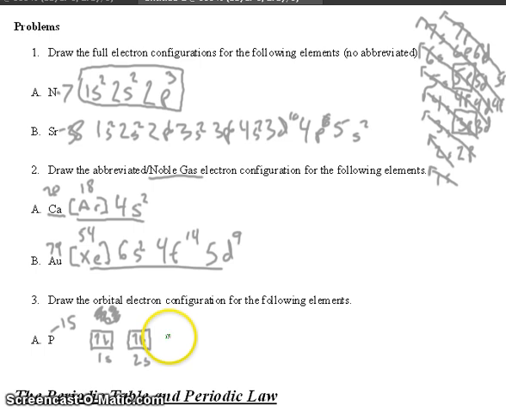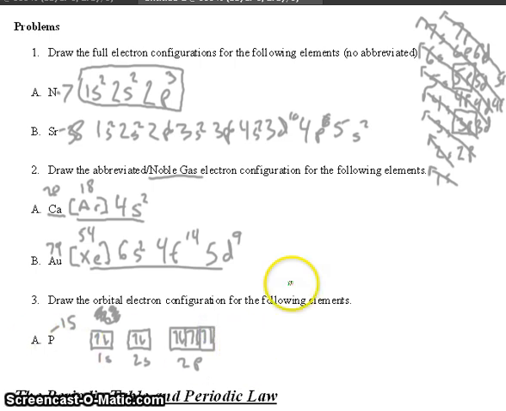After 2s gets filled, we go to 2p, and this is a bank of 3 boxes. And let's see, we can totally fill this. So this would give us a total of 10. We need 15 electrons. So there we go. There's our 10 electrons. We need 5 more.